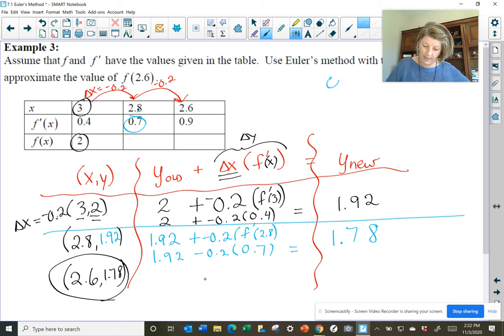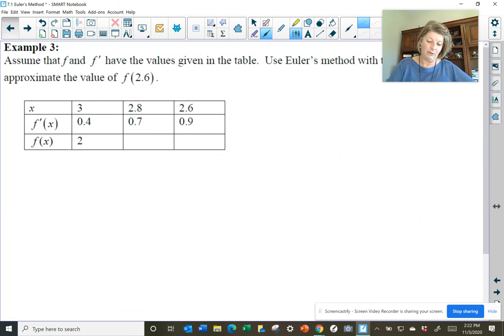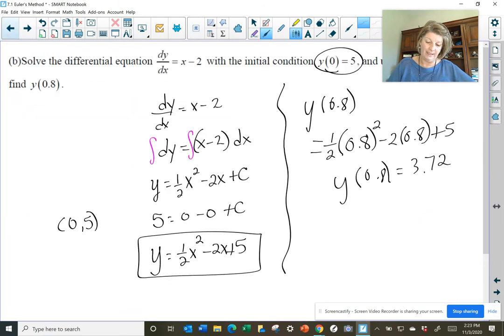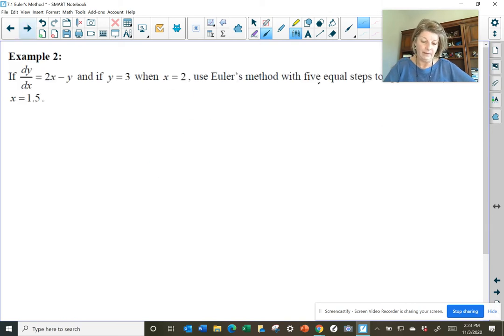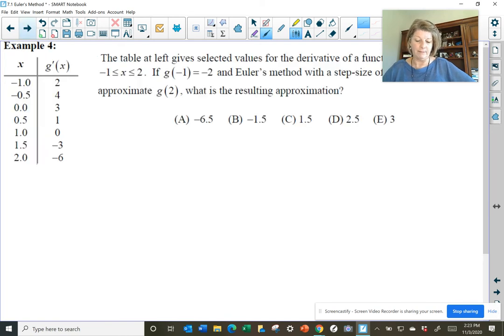So, the approximate value, let's answer the question. The approximate value for 2.6 turns out to be 1.78. Kind of nice to do it with tables, because remember how we had to actually calculate out the slope there. I may come back and do an example for our example 2, but I'll do it on another video. So if you want to watch that one, you sure can.